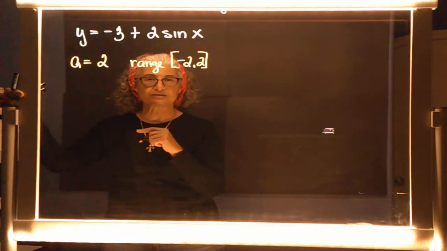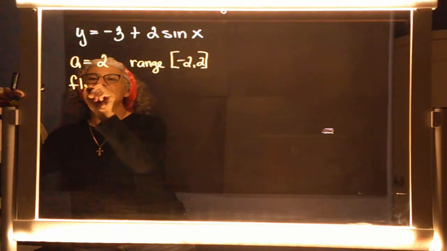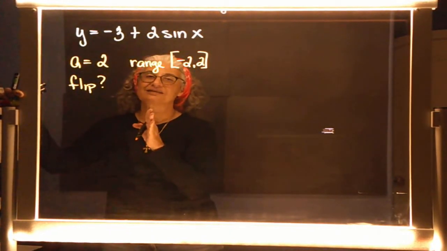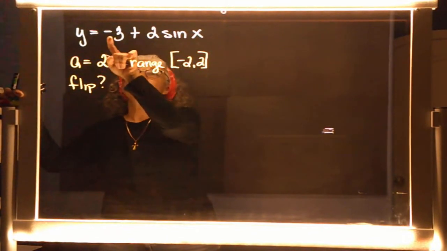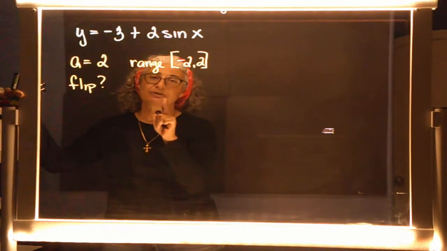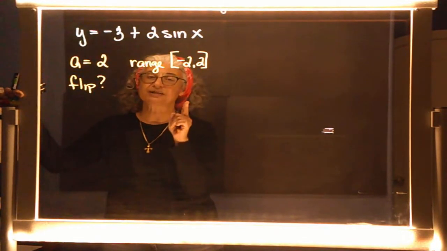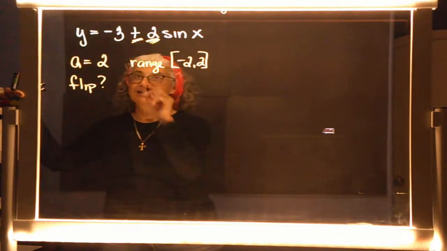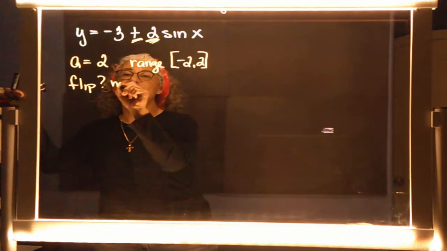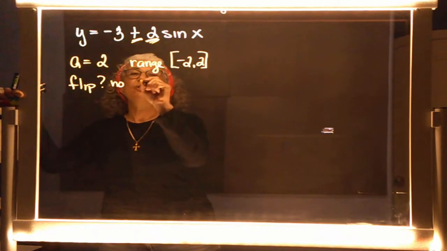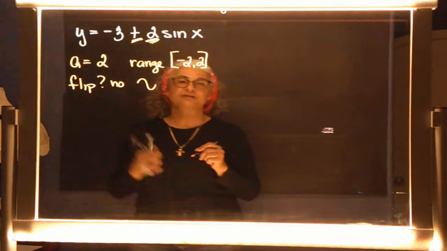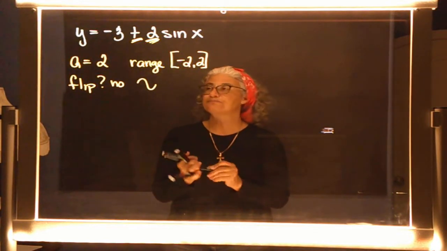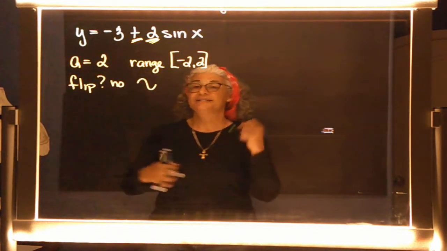What's the next question? Right, does it flip? Does it? Some of you said yes. If you said yes, that told me you looked at the first number. Remember, what tells me if it flips is the sign of the amplitude. And that is a positive, so the answer is no, it doesn't flip. So I'm going to get my typical sine graph, which is the mountain to the valley. Got it? Be careful about that. Okay, next is the period.